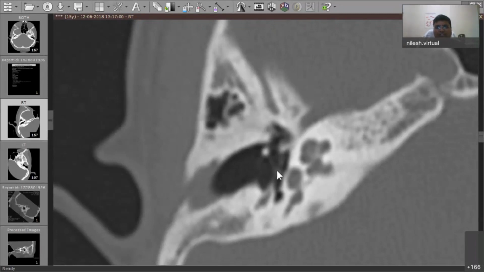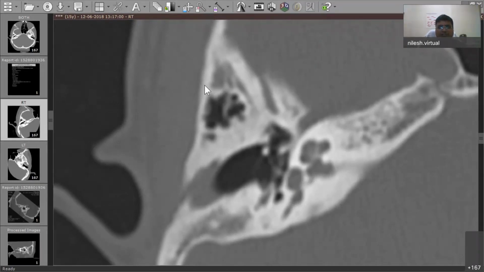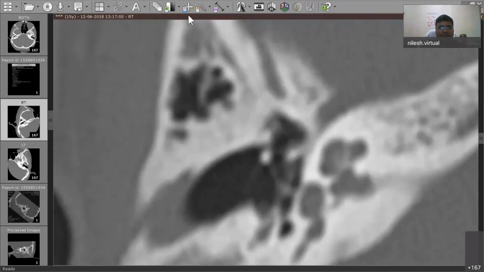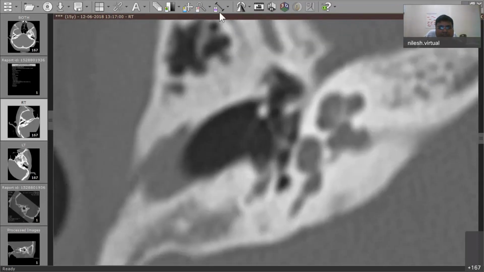This side also you can see a single crus of stapes with the footplate. This footplate also looks a little thicker. You just see how much is the thickness of the footplate. Yeah, it is a little thicker footplate because up to 0.6 it is normal. This is 0.7.